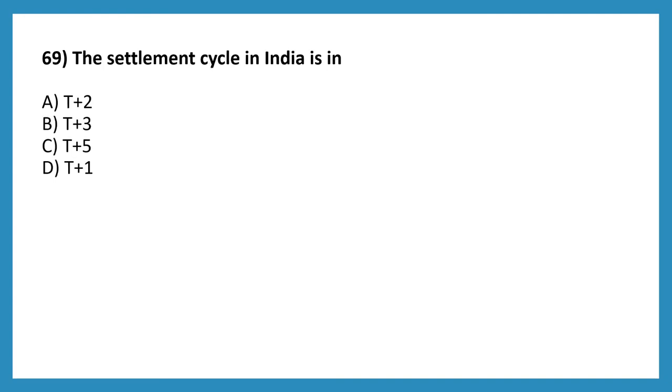Next question. The settlement cycle in India is T plus 2, or T plus 3, or T plus 5, or T plus 1? The correct answer is option A, T plus 2 days.